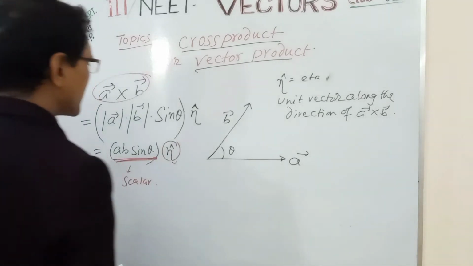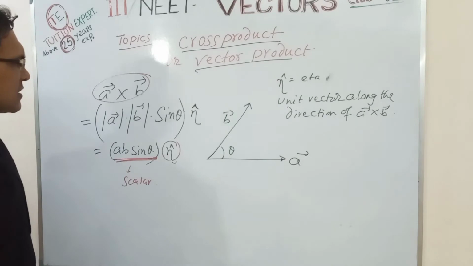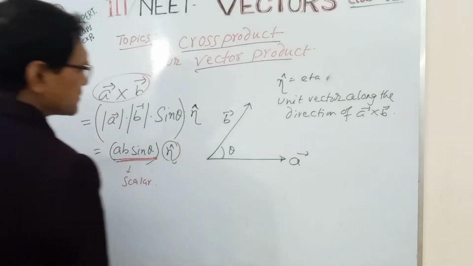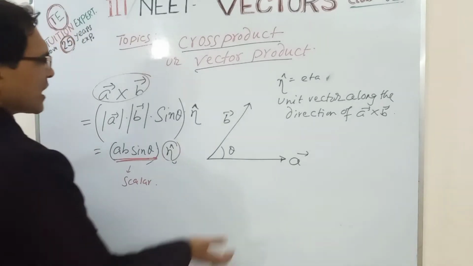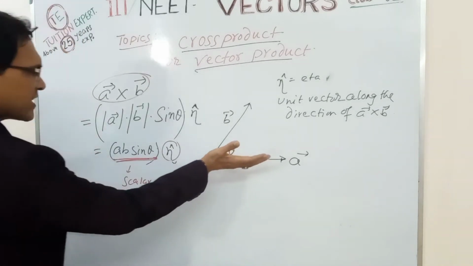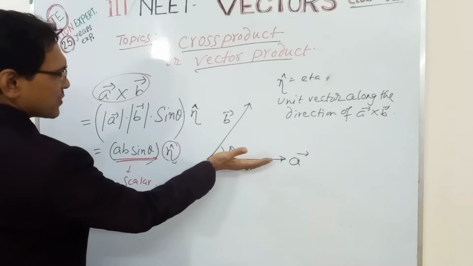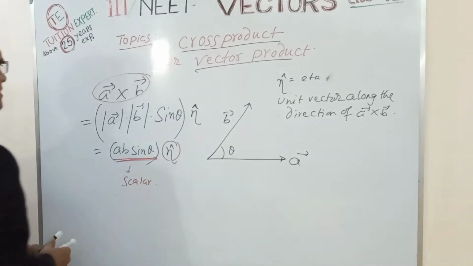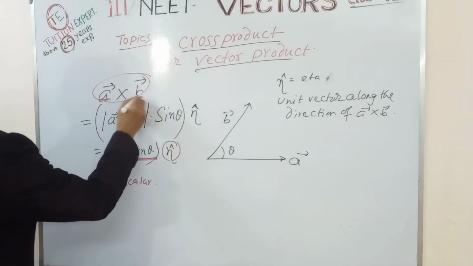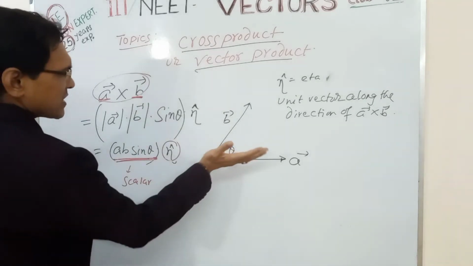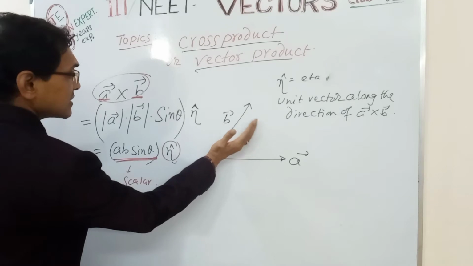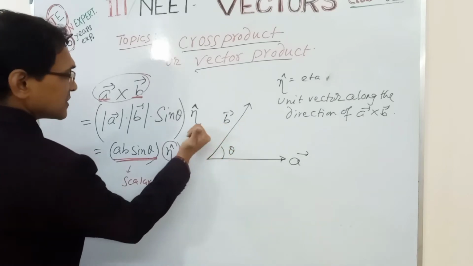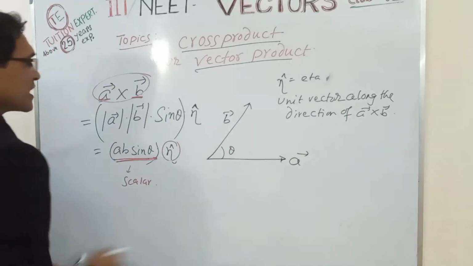Now, what is the direction of A cross B? This is determined by the right hand thumb rule. If we curl the fingers of the right hand from A to B, first the vector A, second vector B, so first we place the fingers along A and then curl the fingers towards B, then the direction of the thumb will denote the direction of eta.